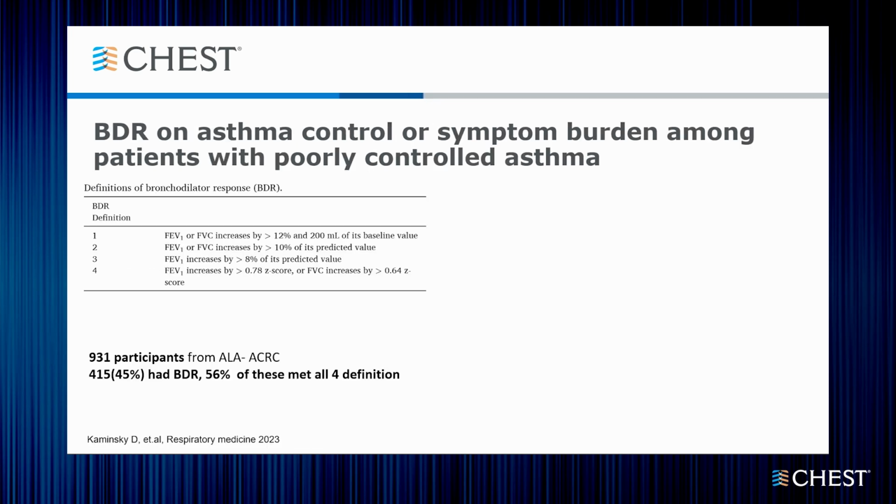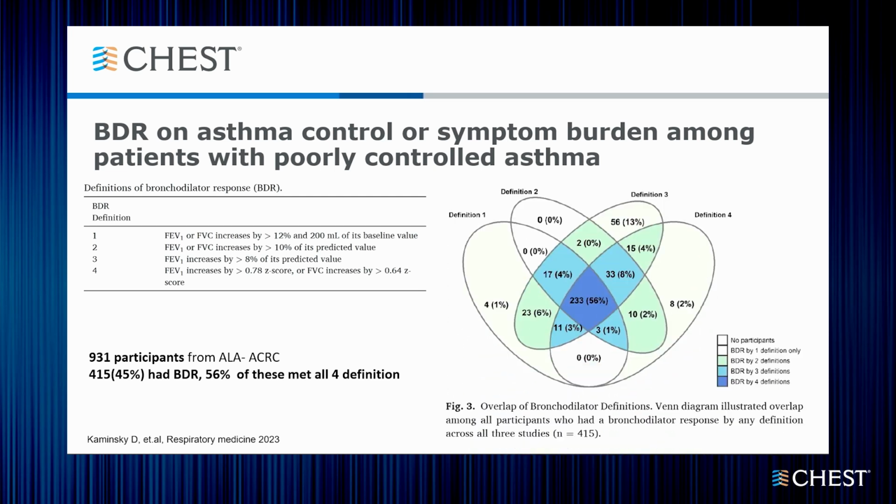However, there's a recent study from Dr. David Kaminsky in which he assessed the different bronchodilator response using all these definitions here. The old ATS-ERS, the second one was the new ATS-ERS. He also used FEV1 increase of more than 8%, and increase in FEV1 of more than 0.78 Z-score. These were poorly controlled patients from the participants of ALA, that's the American Lung Association, where they studied 931 patients with poorly controlled asthma. Of that, only 45% had bronchodilator response, and 56% of these 415 met all four definitions. You can see on the Venn diagram on the right-hand side that 56% had all definitions.